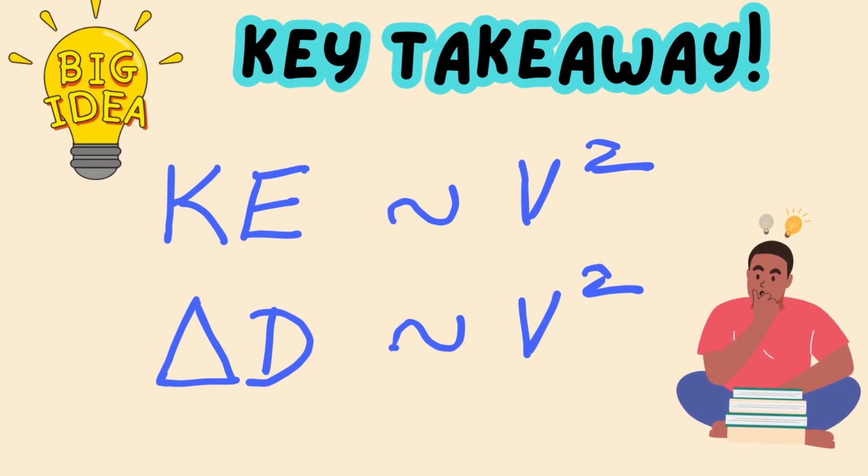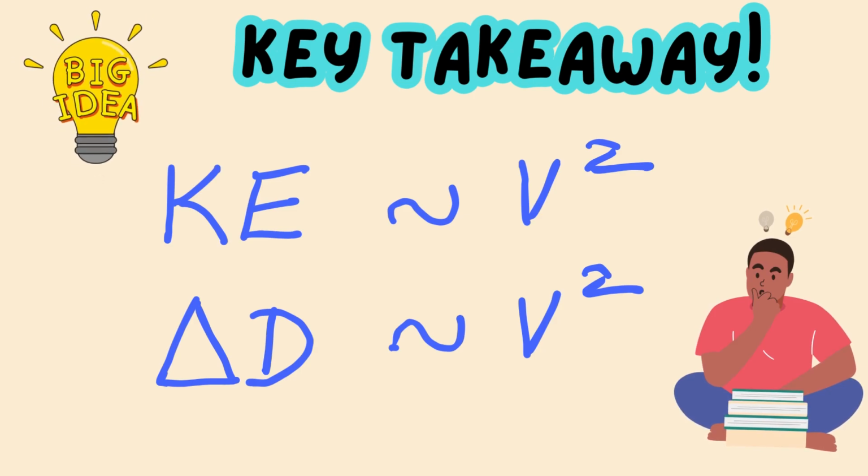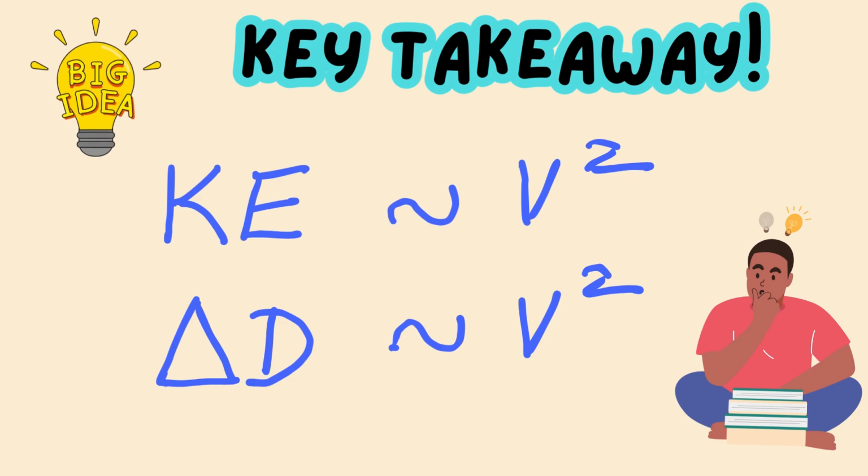Here is the key takeaway. Kinetic energy is proportional to the square of the velocity. The braking distance is also proportional to the square of the velocity.